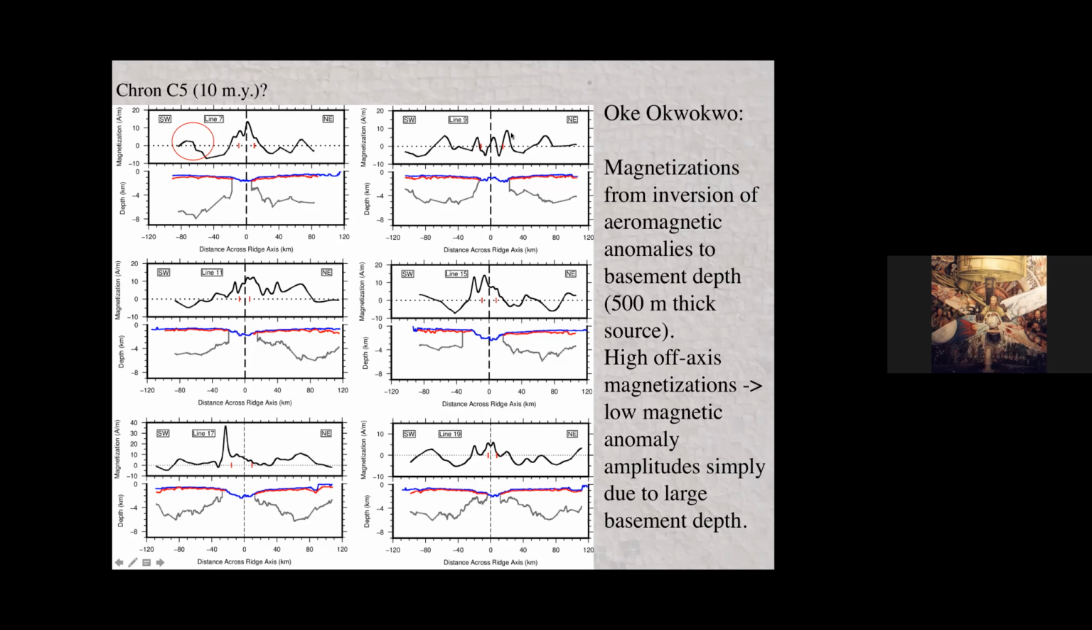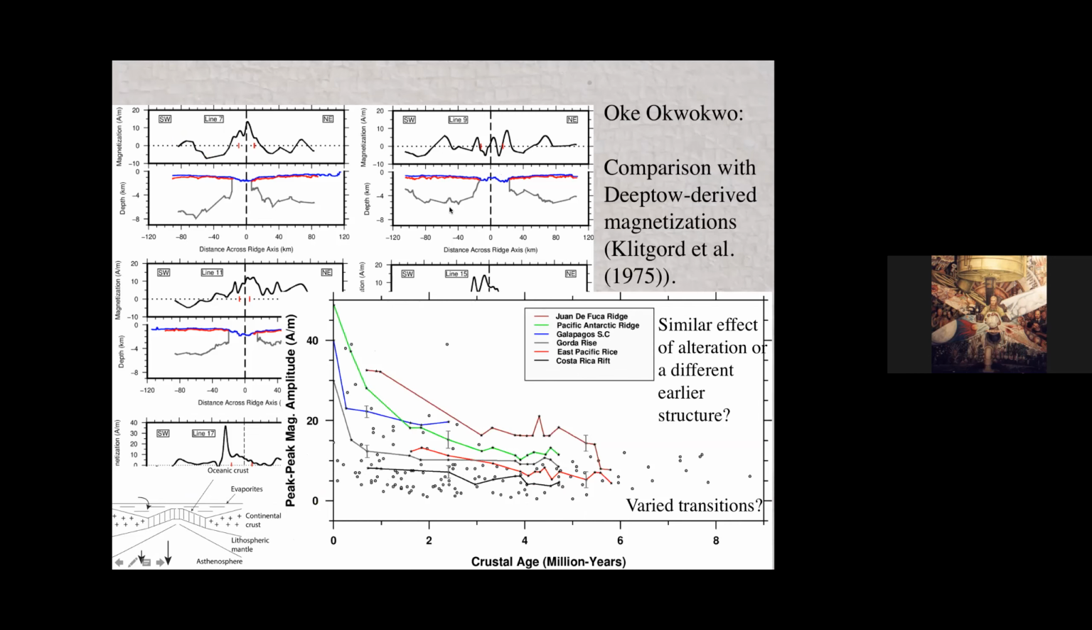So anyway, the magnetizations are actually fairly large, as you would see at a mid-ocean ridge. What Oki's done here is found the peak-to-peak variations, and when you plot those peak-to-peak variations, you get a decay that looks a bit like a mid-ocean ridge. We actually don't think the decay should be the same because the evaporites would have covered everything earlier. So we don't expect alteration of the basalt in the same way as you would get in a normal mid-ocean ridge. But anyway, it shows this decay that's fairly normal.